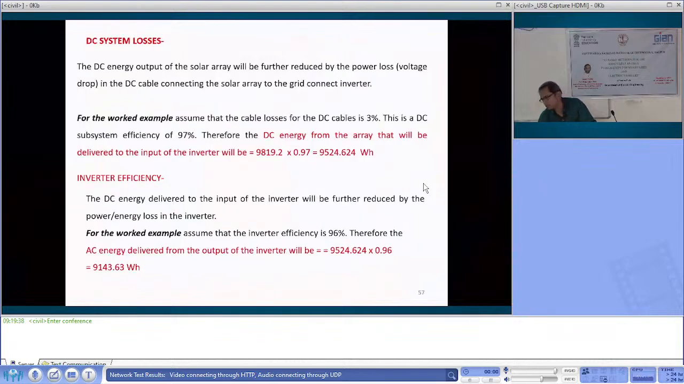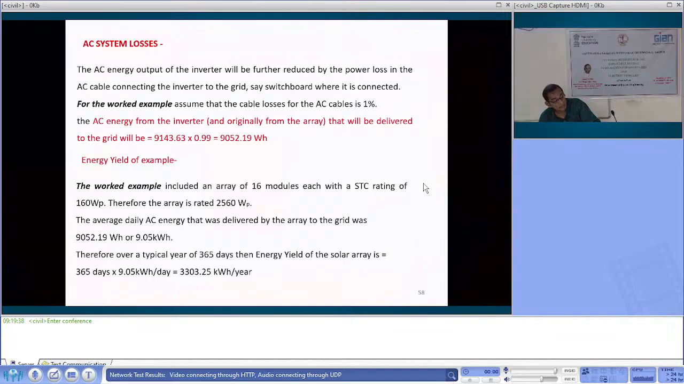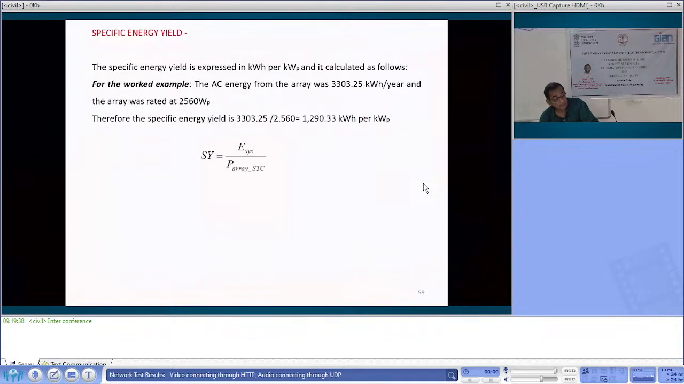Then DC system losses, DC to AC ratio to maintain is 1:1.1. Then the DC energy that you will get, that you have to calculate. Okay, cable losses are 3% only. Inverter efficiency you have to calculate. AC energy delivered from the output of the inverter you have to calculate. You can go through this. Check the AC system losses also, they are considered, and energy yield is calculated from this. In kilowatt hour, energy in kilowatt hour per year has to be found for 365 days. Okay. Then specific energy yield by calculating numerator and denominator. The terminology was given earlier.